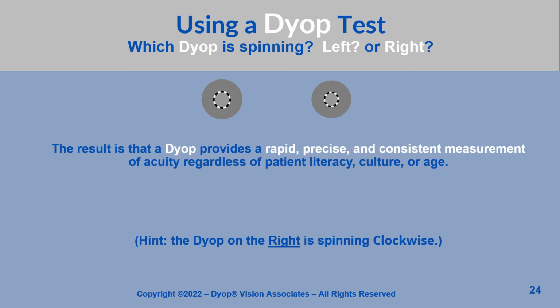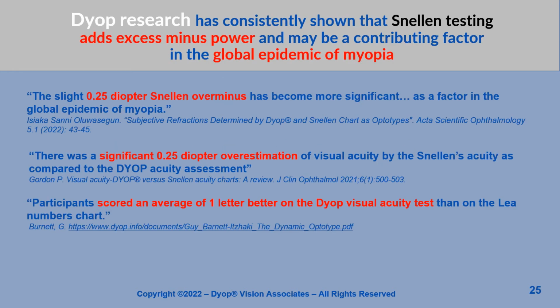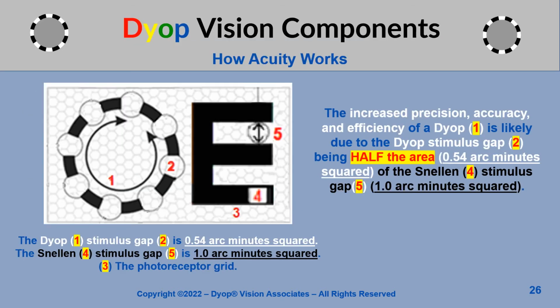The result is that a diop provides a rapid, precise, and consistent measurement of acuity regardless of patient literacy, culture, or age. Diop research has consistently shown that Snellen testing adds excess minus power and may be a contributing factor in the global epidemic of myopia. The increased precision, accuracy, and efficiency of a diop is likely due to the diop stimulus gap being half the area of the Snellen stimulus gap.